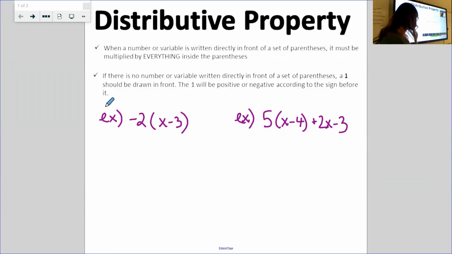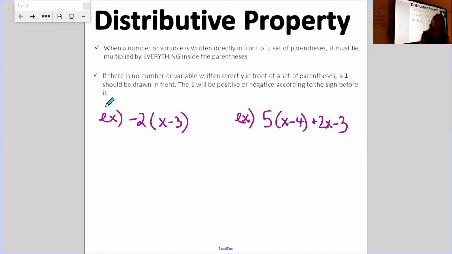This video is for distributive property. We use the distributive property when a number or a variable is written out in front of the parentheses. And if there is a number or a variable, it must be multiplied by every piece inside.